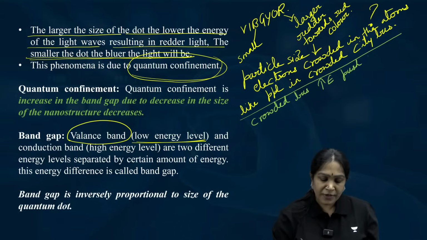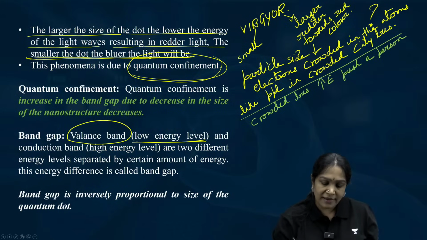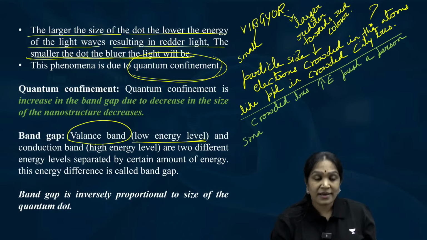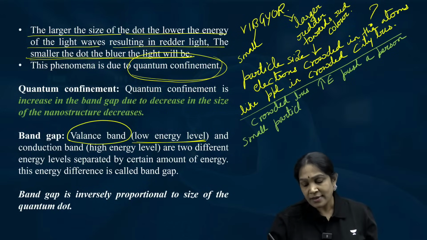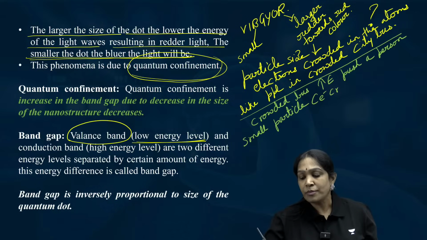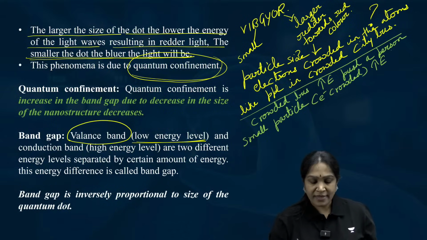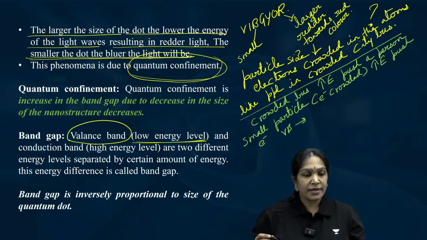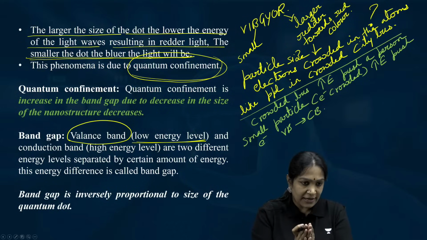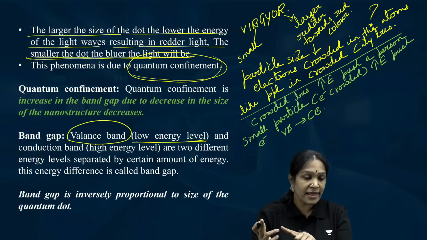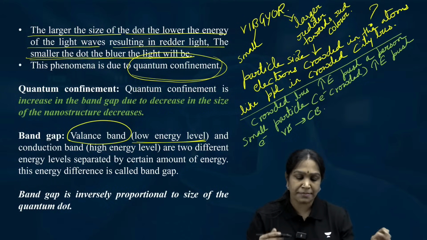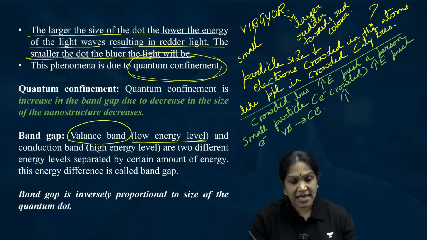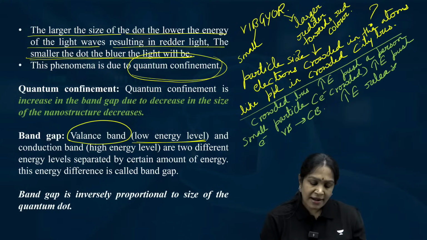In the same way, in a very small particle, the electrons are crowded, isn't it? So you need more energy to push the electron from the valence band to the conduction band. In the same way, more energy is released when the electron comes back from the conduction band to the valence band.